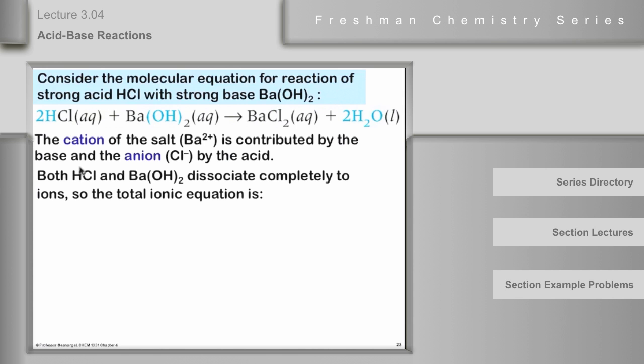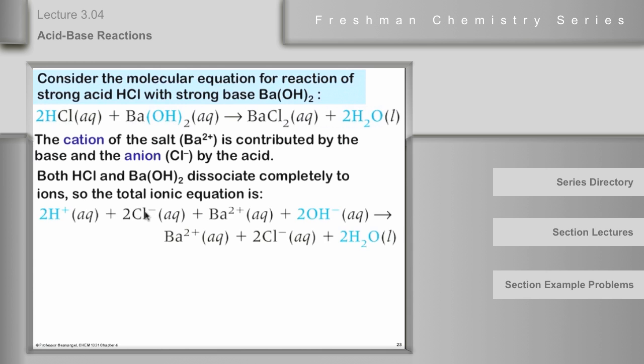Now, both of these substances are strong electrolytes. So if we wanted to write the total ionic equation, we've written the molecular equation up here. The total ionic equation can be arrived at by dissociating HCl to H plus and Cl minus, dissociating barium hydroxide to barium 2 plus and 2OH minus, and so forth. So this is what we would have for the total ionic equation. 2H plus plus 2Cl minus, that's the 2HCl, plus barium 2 plus and 2OH minus, that's the barium hydroxide, aqueous.